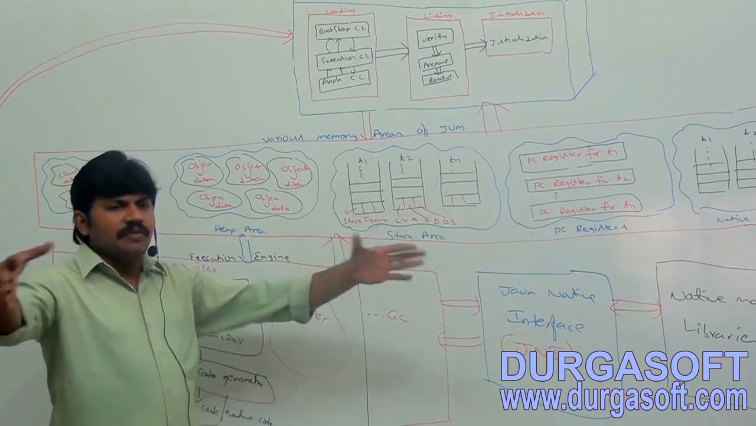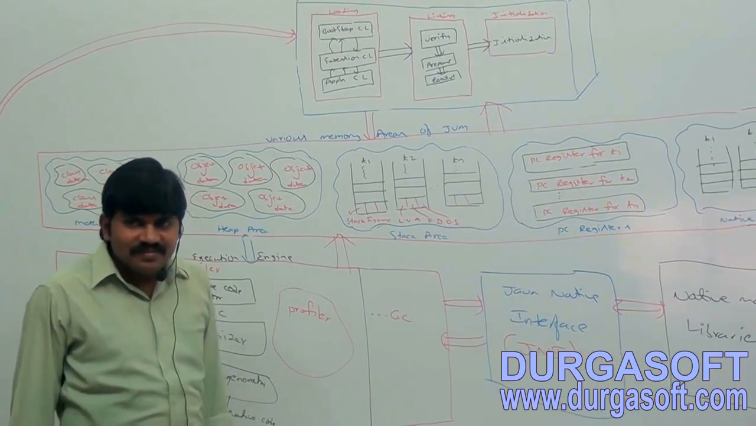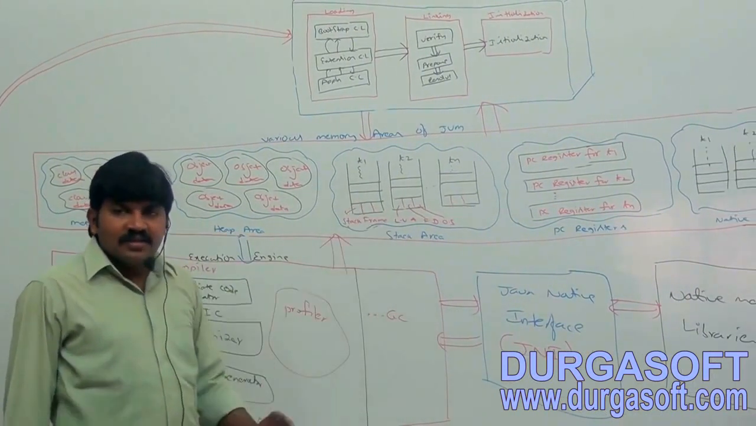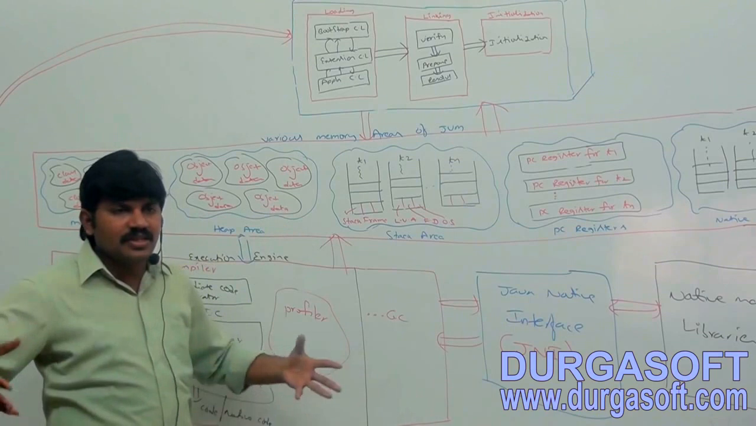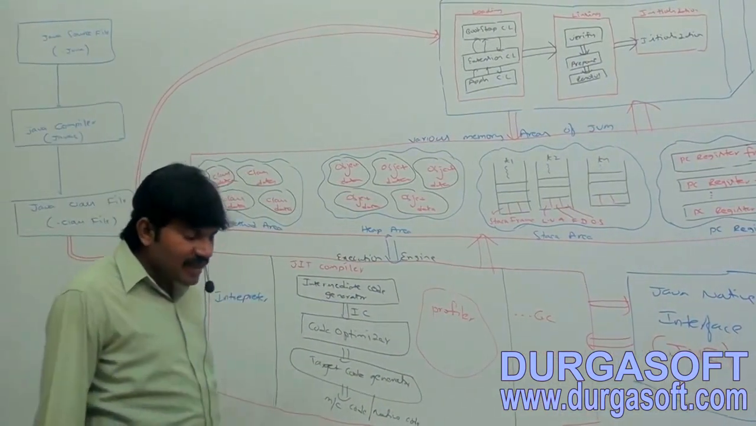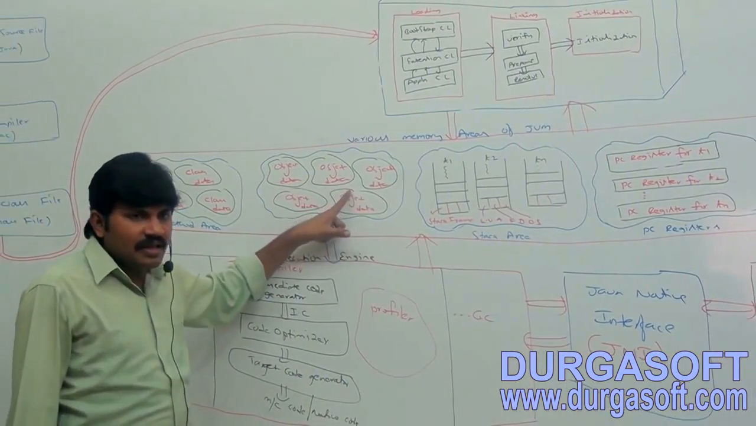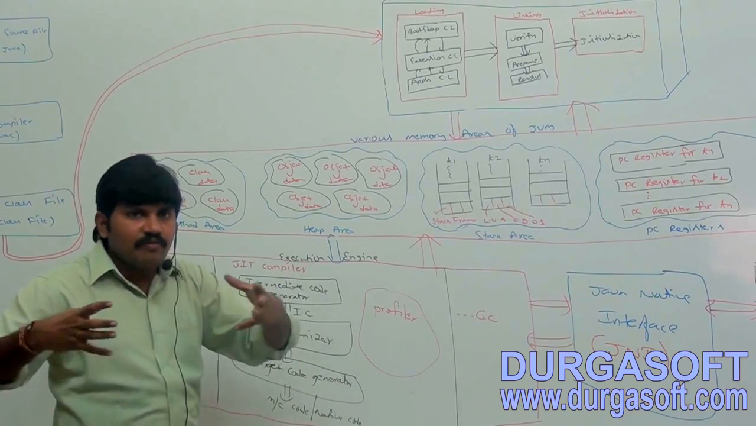Sir, if 10 threads are executing in the JVM, then how many stacks are there? 10 stacks are there. Sir, if 10 threads are executing in the JVM, how many heap areas are there? 1 heap area. How many method areas are there? 1 method area. So the heap area and method area are shared memory for multiple threads.